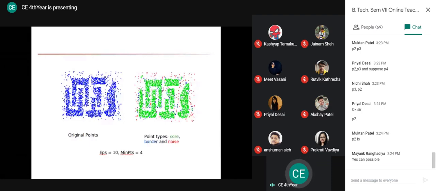So one example is given over here. EPS is 10, minimum points is 4, and these green points are the core points, blue points are the boundary points, or you can say the border points, and the remaining red points are the noise points. And if you observe, all six clusters are perfectly identified by this algorithm, no matter whatever the shape is.